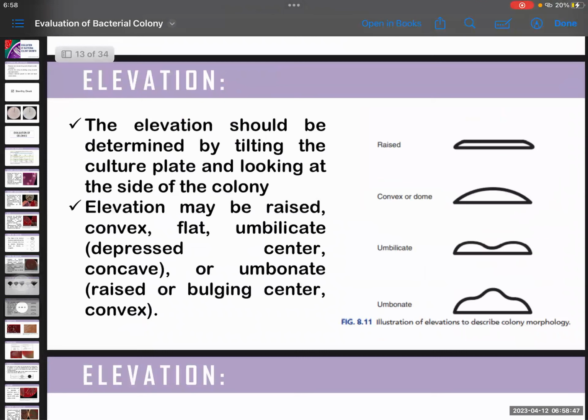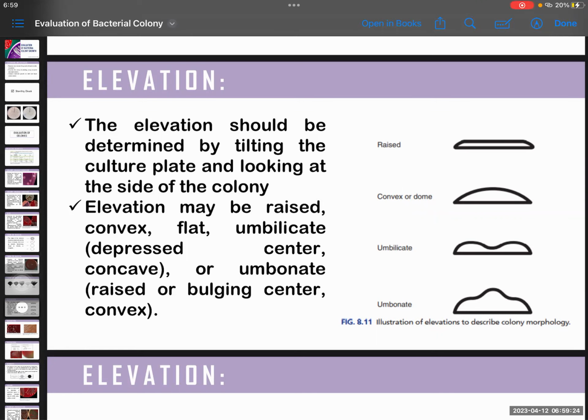A very good one also would be to describe them based on their elevation. Okay, so of course, since it's an elevation, it should be determined by tilting the culture plate and looking at the side of the colony. So you can have a better view as to what is the elevation of the colony. So they can either be described as raised, convex, or dome-like. So this is definitely the more common elevation of most organisms. So convex or dome-shaped, flat, okay, umbilicate or depressed at the center.